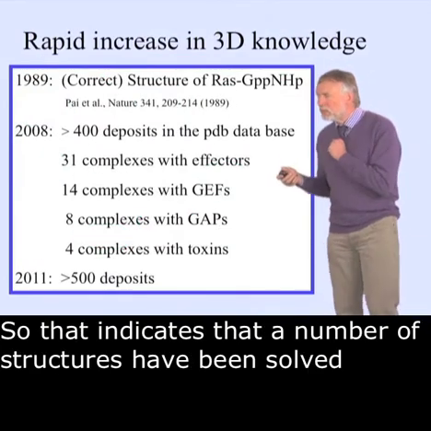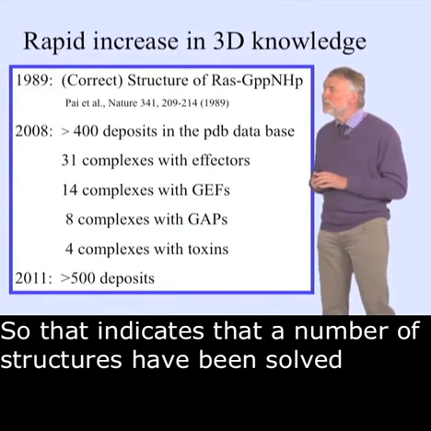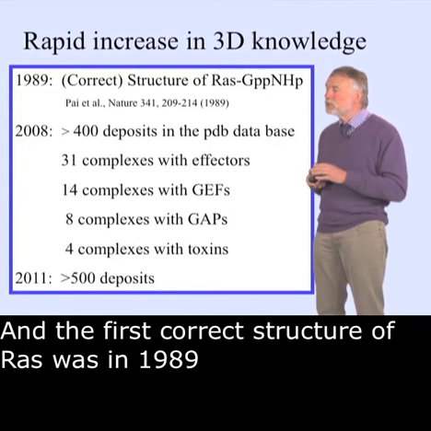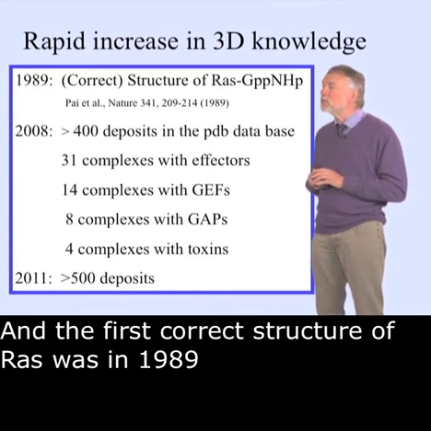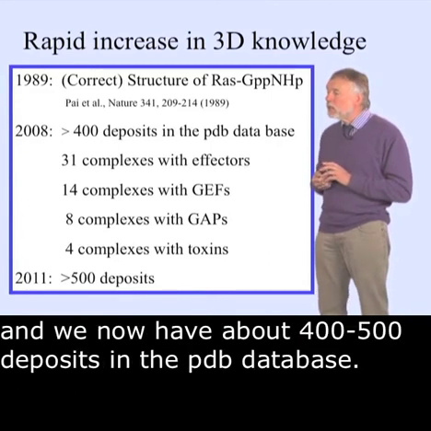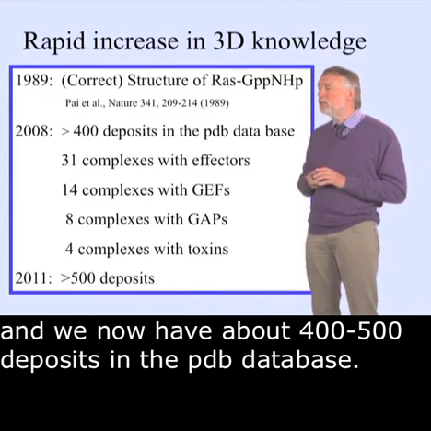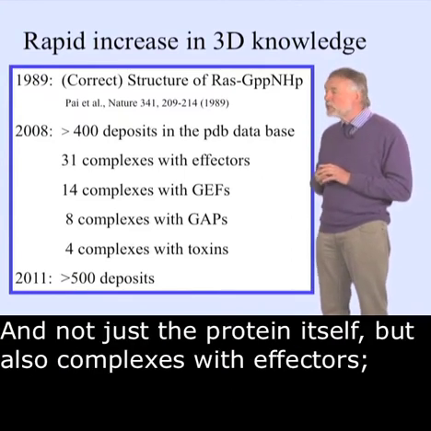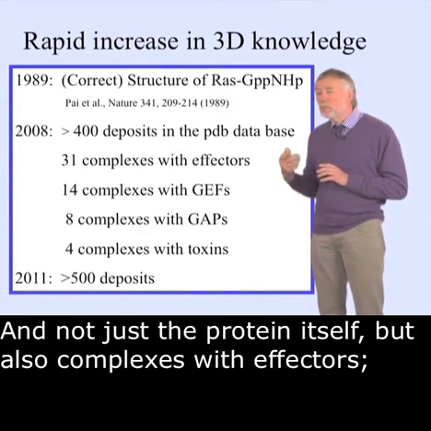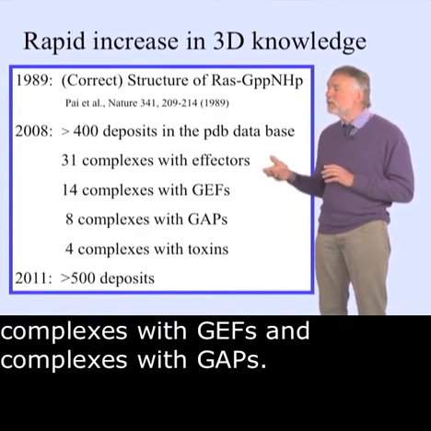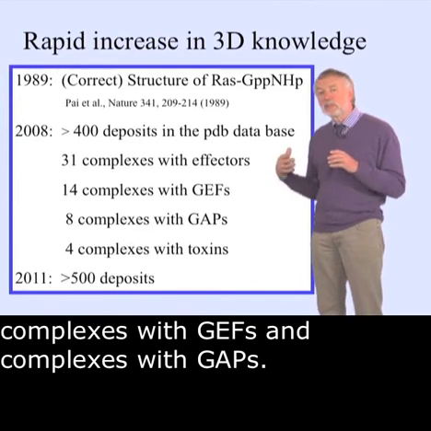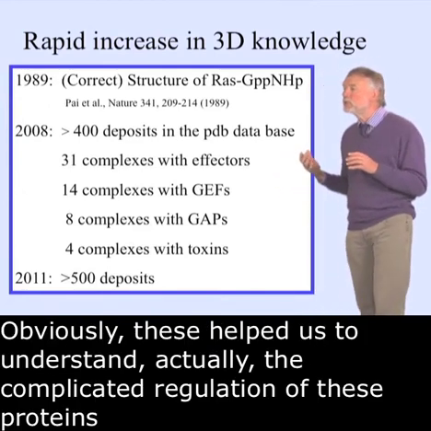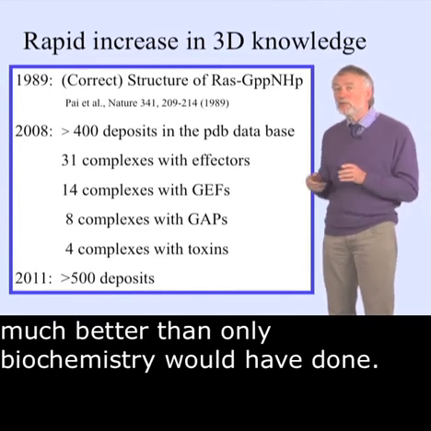So a number of structures have been solved in the meantime by us and many other people. The first correct structure of RAS was in 1989. And we now have about 400 to 500 deposits in the PDB database. And not just the protein itself, but also complexes with effectors, complexes with GEFs, and complexes with GAPs. Obviously, these helped us to understand the complicated regulation of these proteins much better than biochemistry alone would have done.